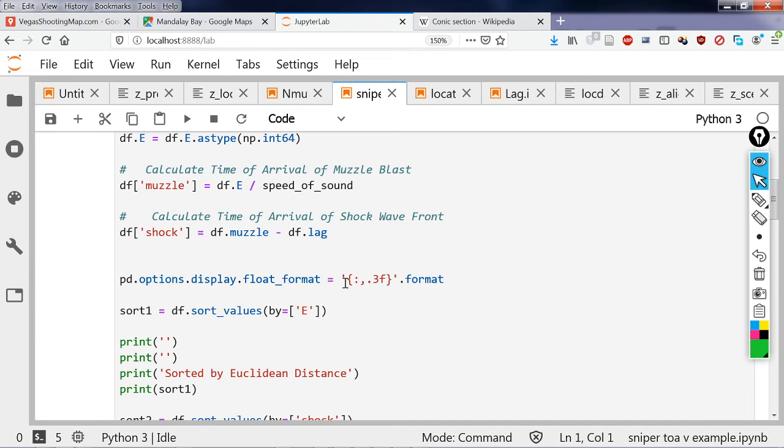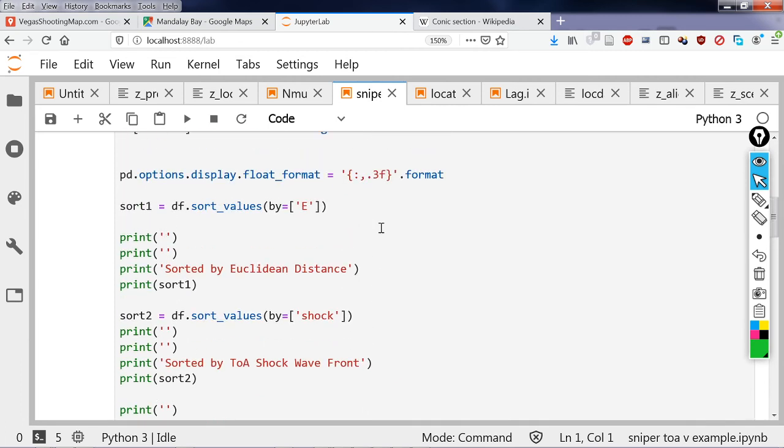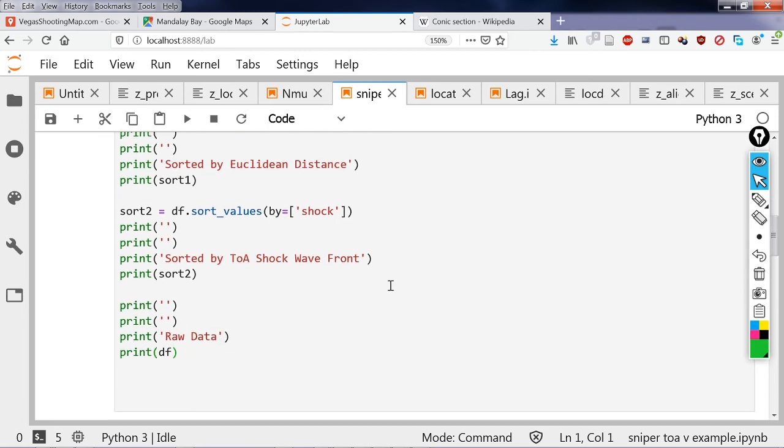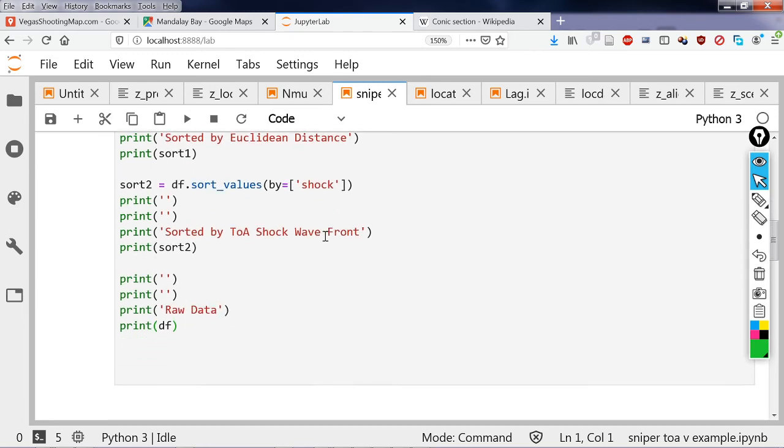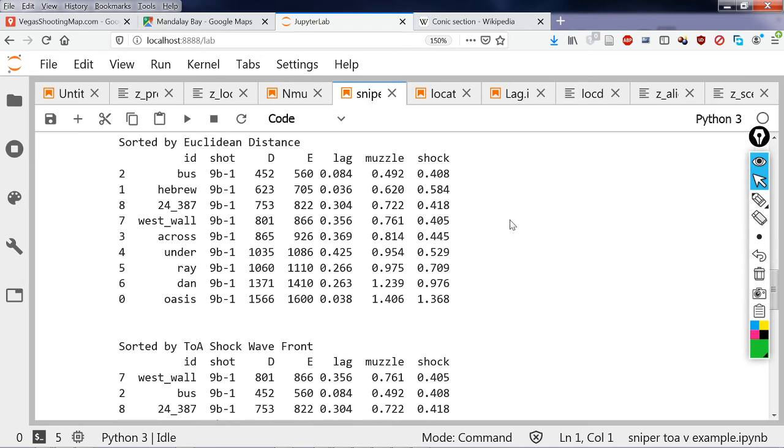Okay, and then I format them, and then I sort them by the distance, Euclidean distance, and then I sort them by the time of arrival of the shock wave, and then out comes these numbers. So first, let's talk about Euclidean distance.